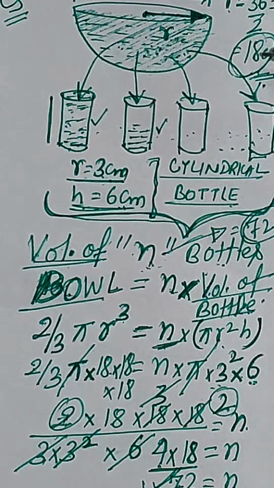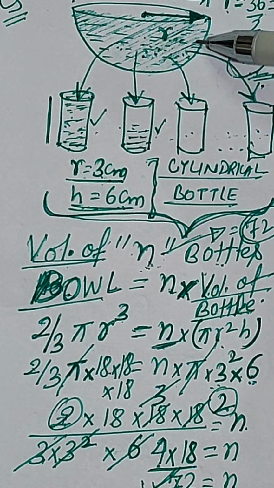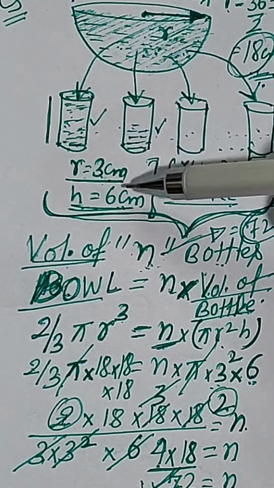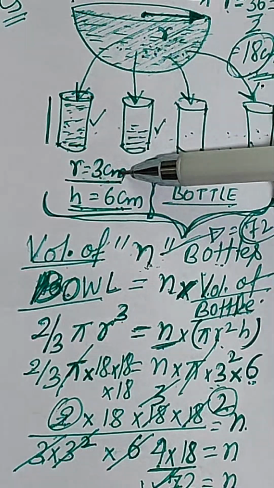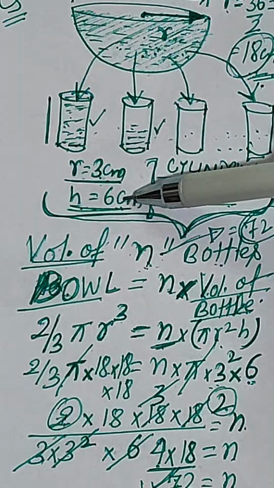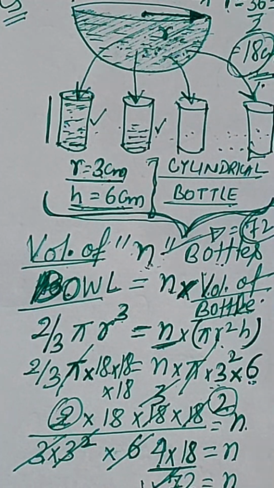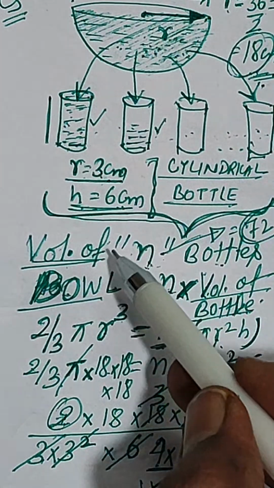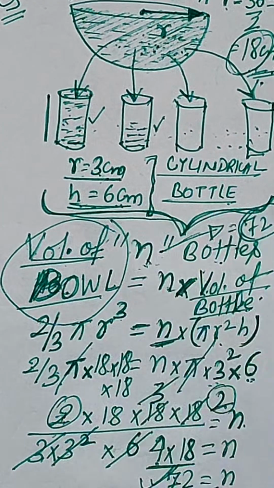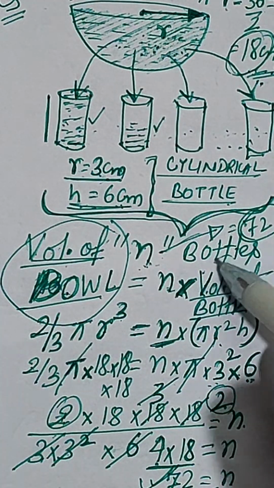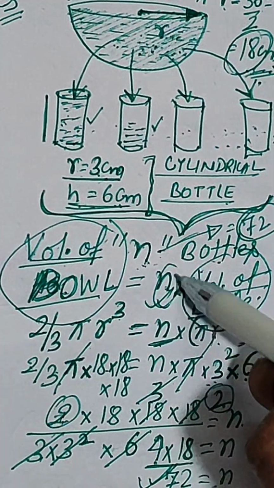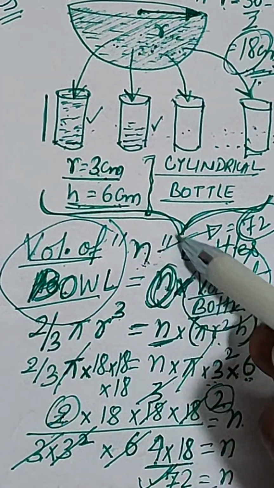So it's given that it contains some liquid. This liquid is to be filled into cylindrical bottles. Bottles having the dimensions of 3 centimeter as radius and height as 6 centimeter. How many bottles are required to empty the bowl? So the number of bottles required to empty the bowl will be equal to the volume of this bowl divided by the volume of a bottle. This will give you the value of n. The value of n is the number of such bottles.